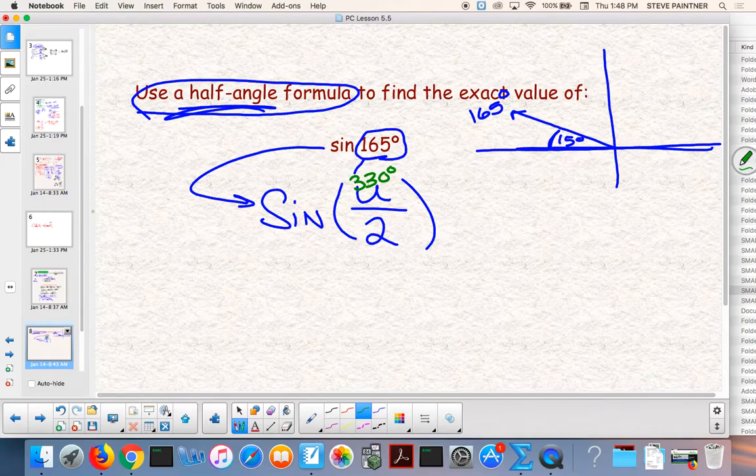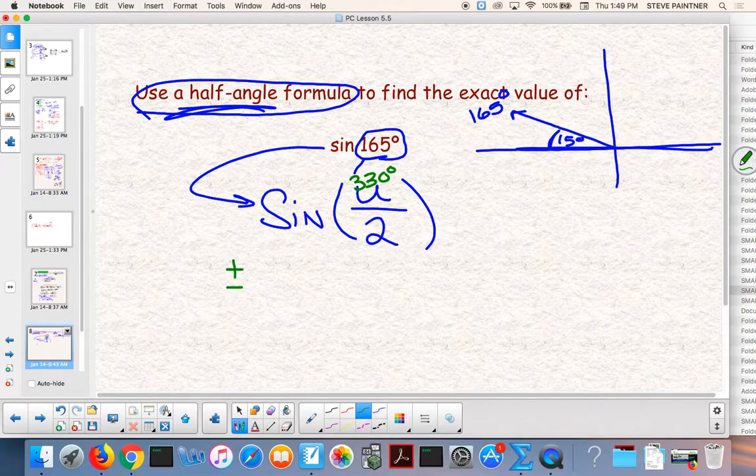So here's the weirdest part about this whole half angle thing. I say it's called a half angle formula, but when I give you 165, what do you really do to it to get that? Double it. It's weird. It's called the half angle formula, but you double what you're looking for. Okay, now that you did that, u becomes 330.